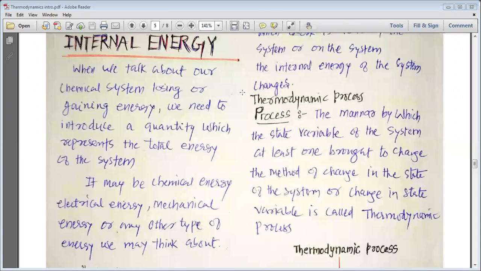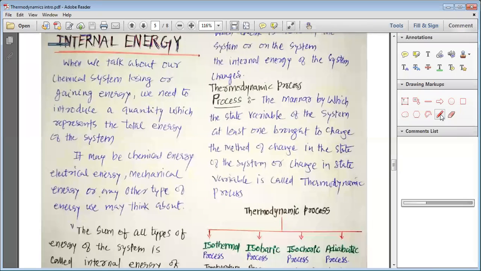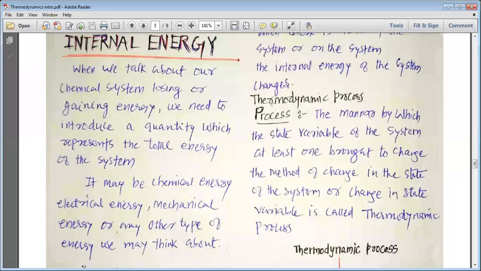Now we should understand the internal energy in a scientific manner by performing some experiment. In this experiment, we generally choose one system and we change its state. So my dear students, the process by which we change the state of the system may be of various types.